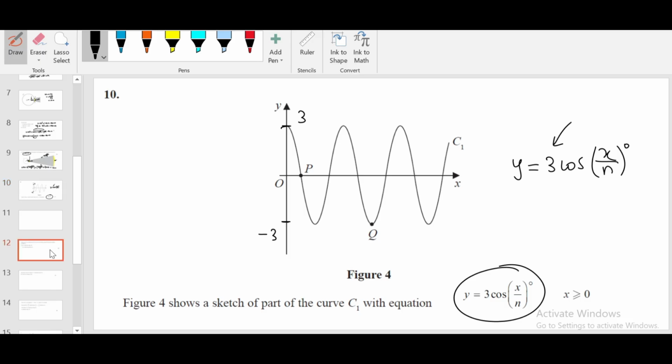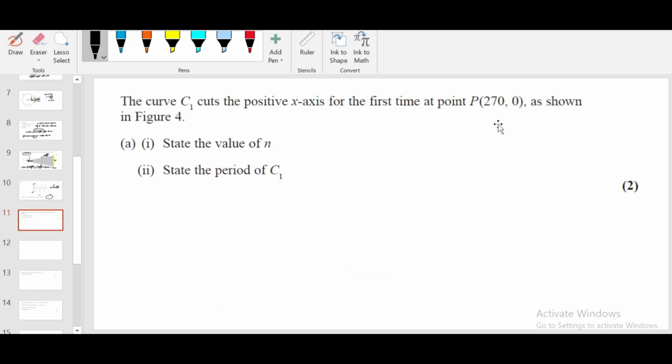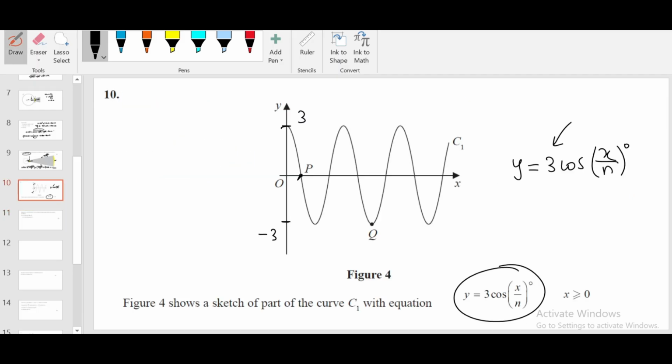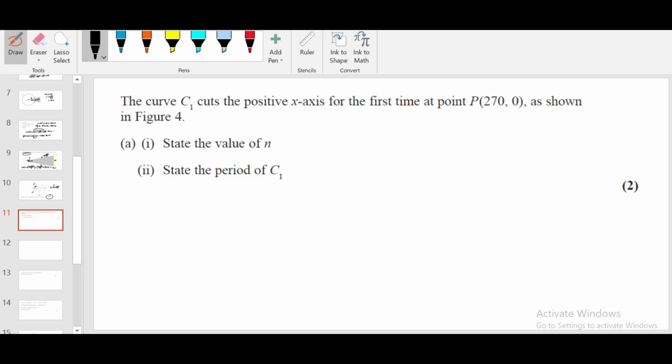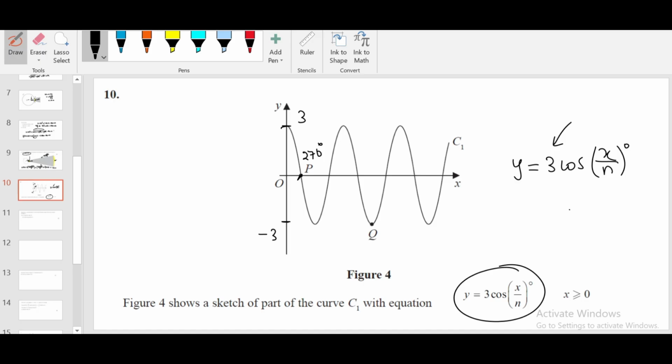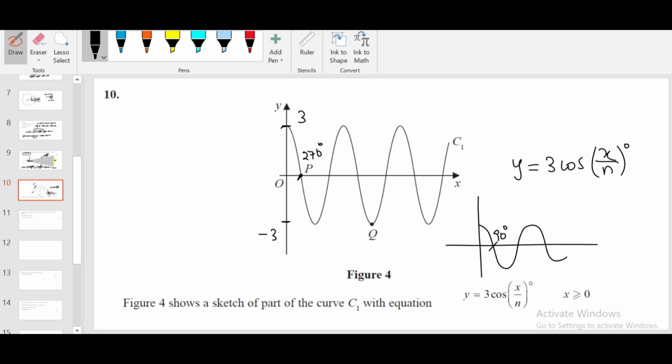Okay, now in part A, the curve C1 cuts the positive x-axis for the first time at P of 270, 0. This point P is 270 degrees, 0. And then, as shown in figure 4, state the value of n, state the period of C1. We need to find the value of this n. Okay, what you need to understand here, if let's say you have a cosine graph here, this will be 90, this will be 180, and this will be 270 and so on.